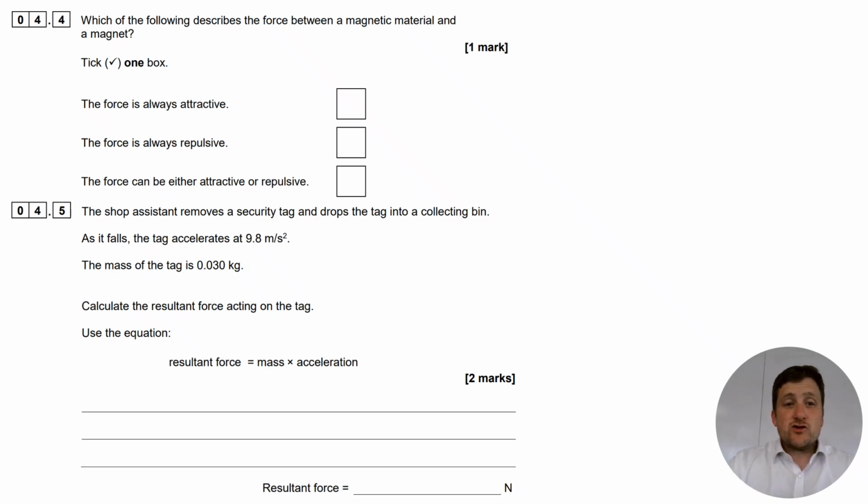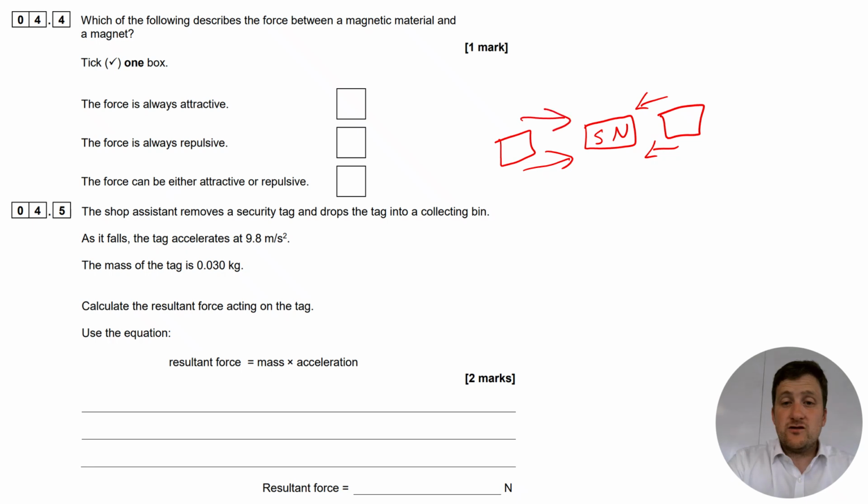Okay, which of the following describes the force between a magnetic material and a magnet? Now this is really important. A magnetic material, and a magnet. Well, if I have my magnet here, and I put a material next to it that is magnetic, what's going to happen to it? It's going to go towards the magnet. If I put a magnetic material here, it's going to go towards the magnet, which means it's always attracted. Always going to be attracted to the magnet.